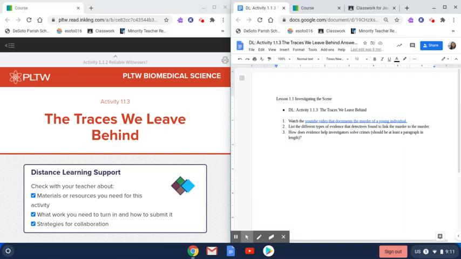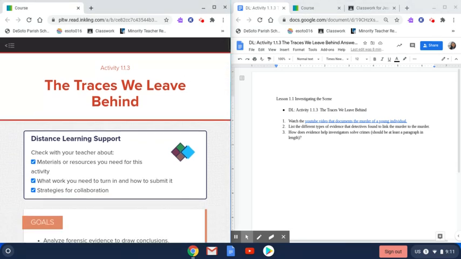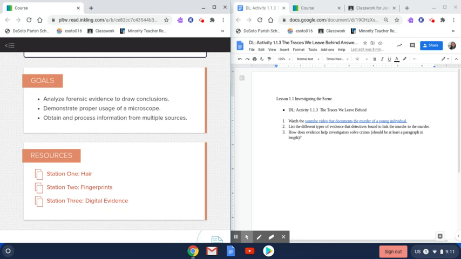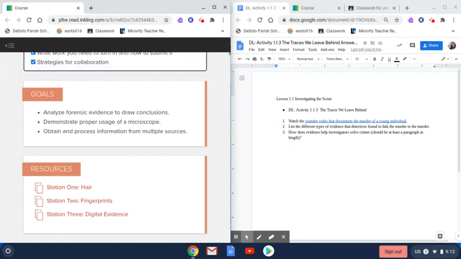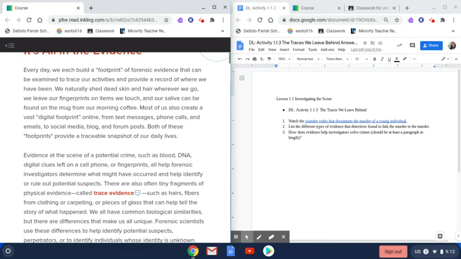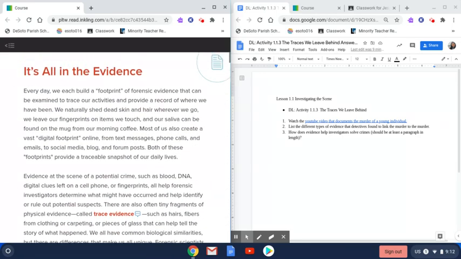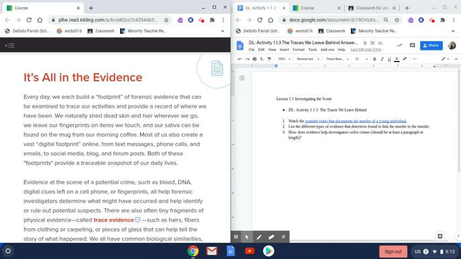Today what PLTW is expecting you to do, if we were actually in a physical classroom, is observe the evidence that was left at the scene. At the scene of the crime, we know that some of the evidence was hair, fingerprints, and there was also digital evidence. So in a traditional setting, you would be moving into different stations. You would have 3 different stations set up.